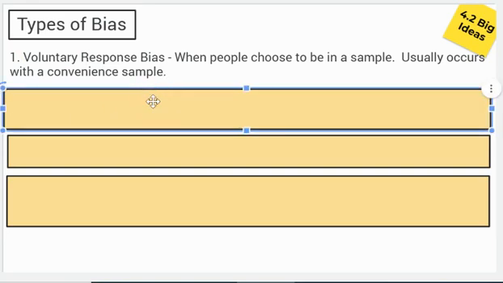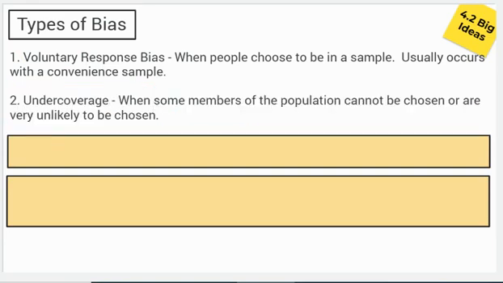The next type of bias that we want to look at is called undercoverage. An undercoverage bias occurs when some members of the population cannot be chosen or they are very unlikely to be chosen. So, for example, let's say that my population was the student body at Mason High School, and I wanted to survey students at Mason High School, maybe to find the average GPA. Well, if I only surveyed people from my classes, I would be missing out on some people.